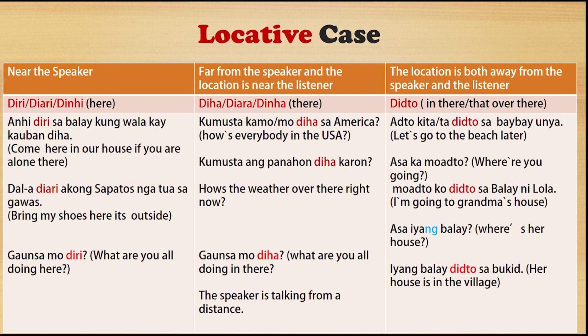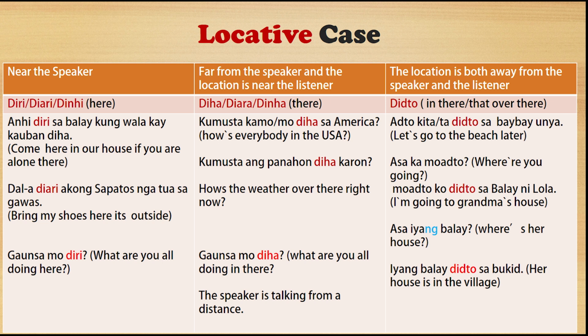Where are you going? Asa ka muadto? Muadto ko sa balay ni Lula. Maybe grandma's house is both away from the speaker and the listener. So, they say, muadto ko didto sa balay ni Lula. Okay. Asa iyang balay? So, where's her house? Where's grandma's house? Because I just translate the asa iyang balay. So, where is her house?